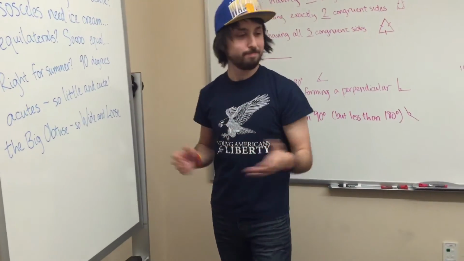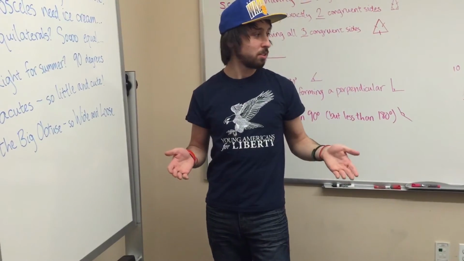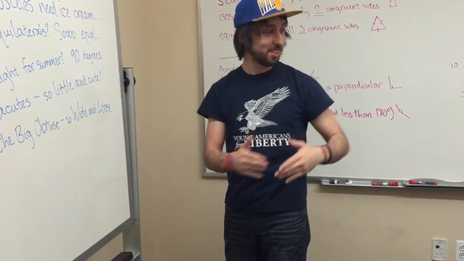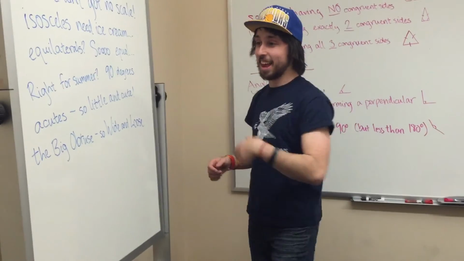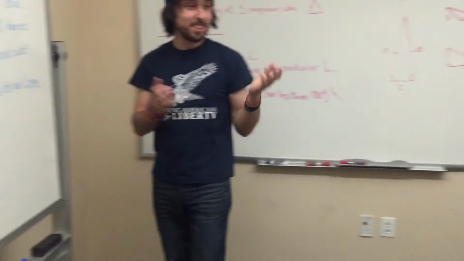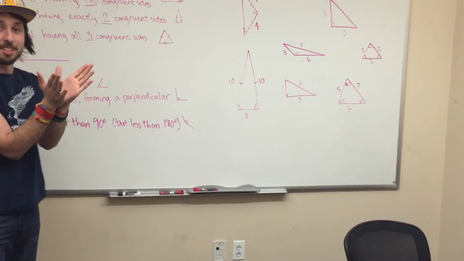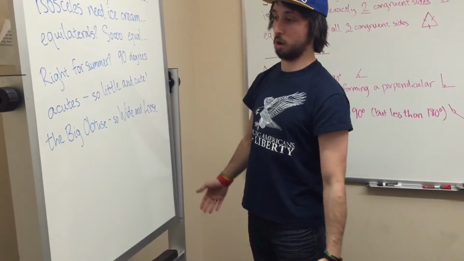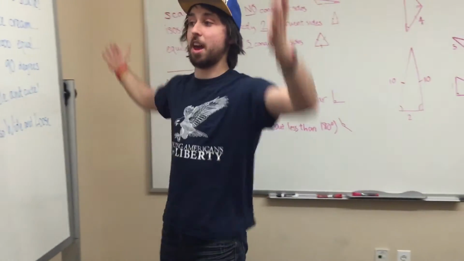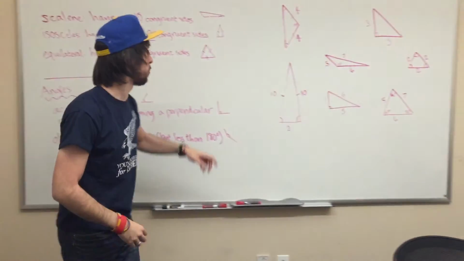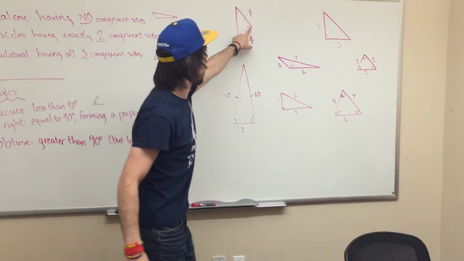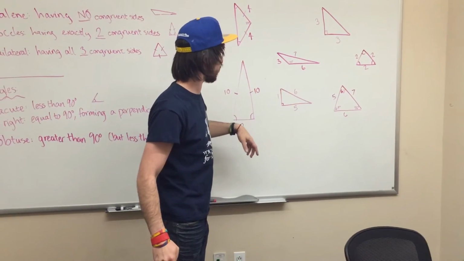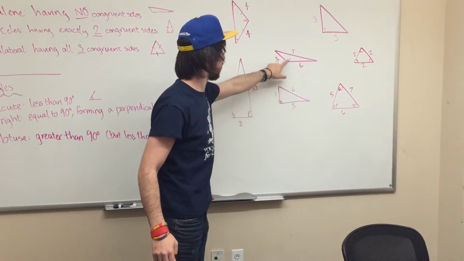Right for summer? Let's say 90 degrees. Does that make sense to you guys? Probably about 90 degrees as a right angle. And acutes, they're so little and cute, right? They're less than 90 degrees. So they're very narrow angles, and the big obtuse, so wide and loose. So they're kind of the fat angles that stretch all the way out. So this is an example of an obtuse angle. Do you guys see another obtuse angle? The 120, yes, indeed.